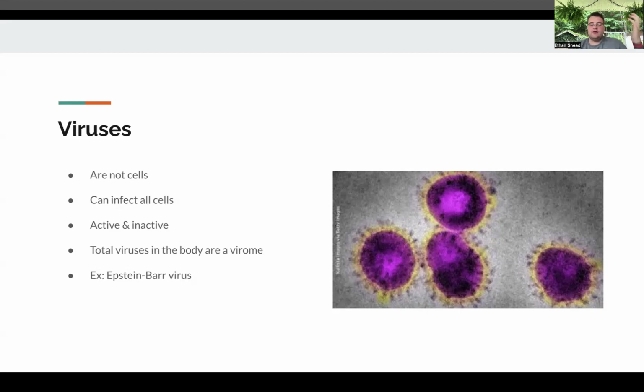An example of a virus here would be the Epstein-Barr virus. The Epstein-Barr virus is a type of herpes virus, and almost everybody is infected by a herpes virus at least once in their lifetime, whether that be in the genitalia or on their mouth. This image here to the right is a little image of COVID under the microscope, just to give an example of what a virus may look like.